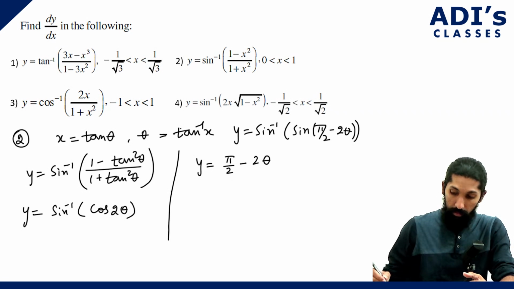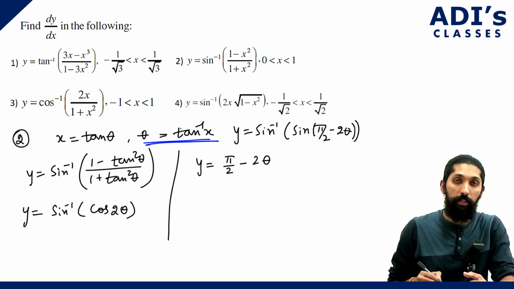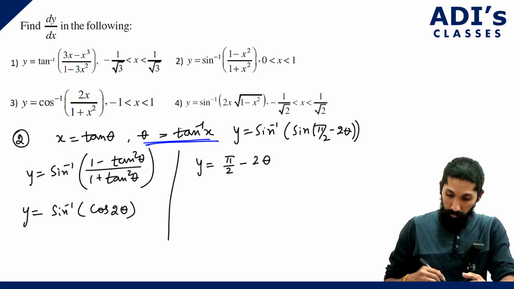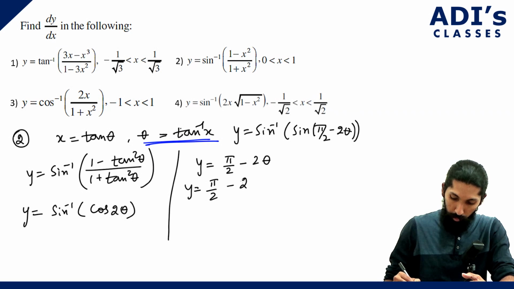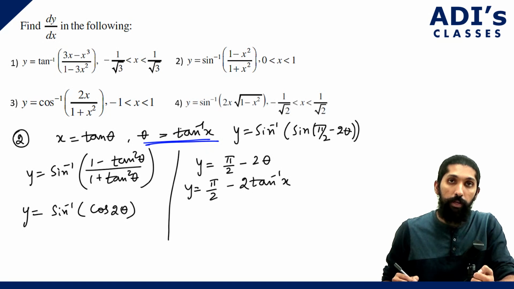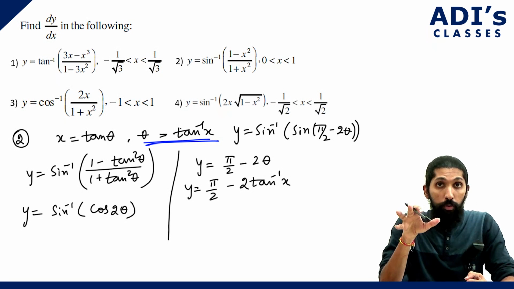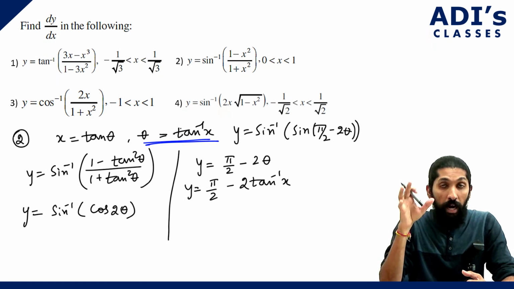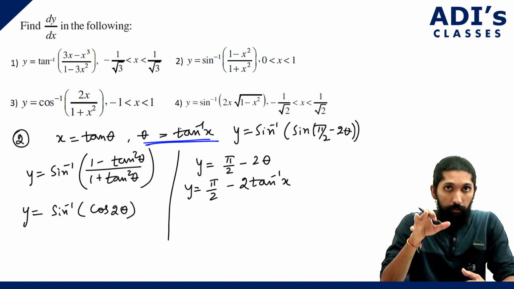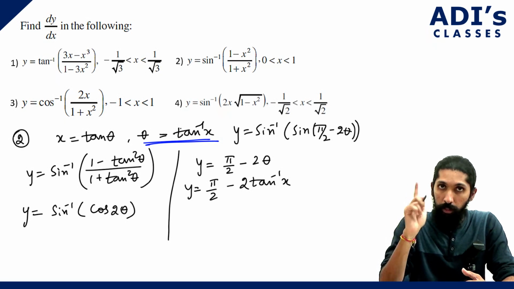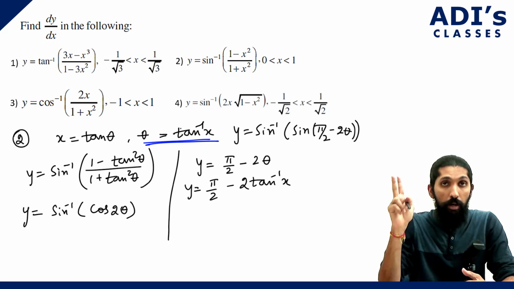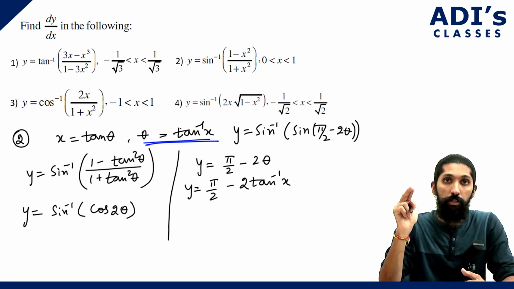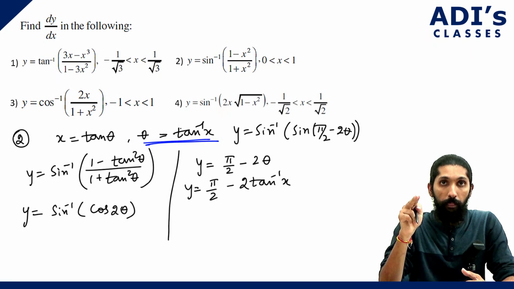What is theta? We know theta is tan inverse of x. Substitute. So this is going to give me y is equal to pi by 2 minus 2 tan inverse of x. Now do y dash. Did you understand how to reduce the problem? Whenever you are trying to reduce the problem, first identify which trigonometric function to substitute. Okay, this is the first step. Second step is, once you substitute the trigonometric function, how do you reduce it? Okay.